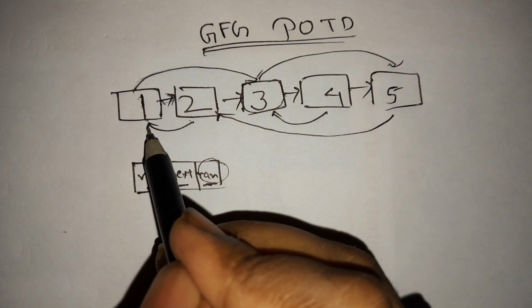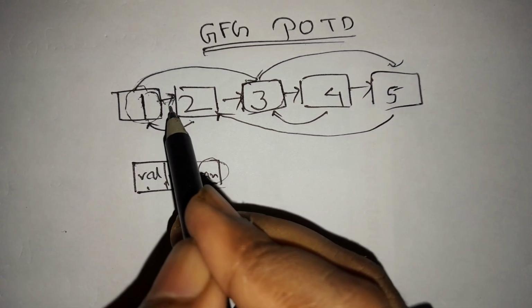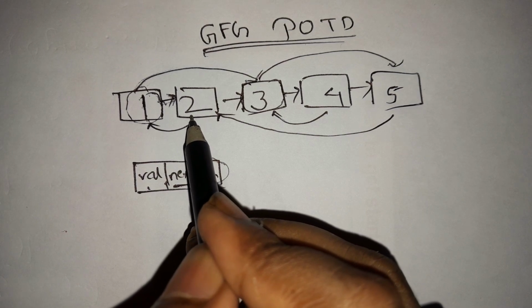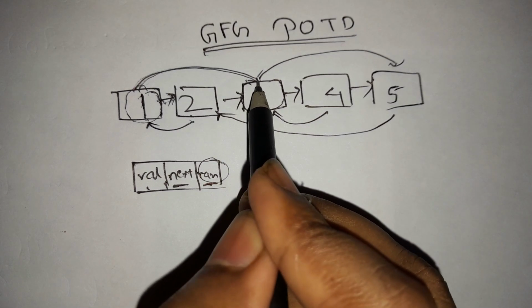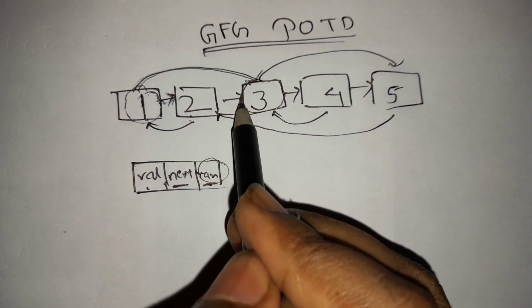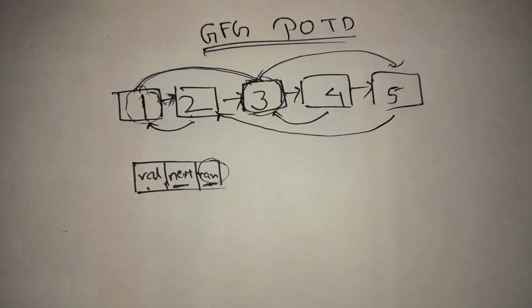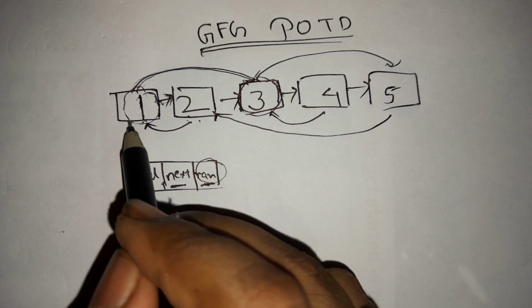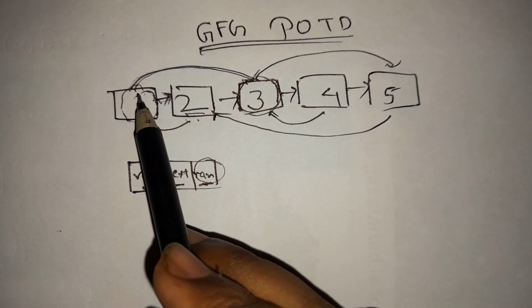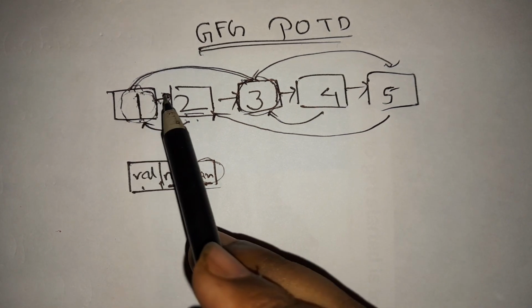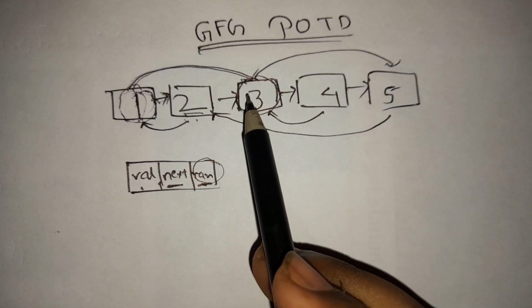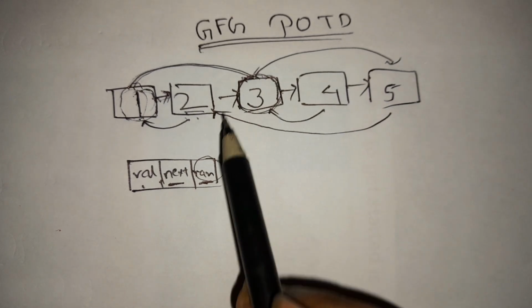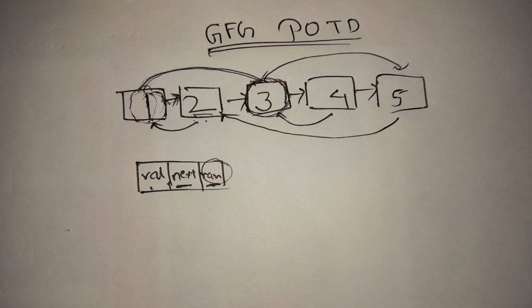Suppose you have 1. You can point 1's next to 2, but you cannot point 1's random to 3, because this 3 has not yet been created. You have created these two and you can point that this next is 2, but you cannot point its random to 3. You cannot point it, because this 3 has not yet been created. So what will you do?